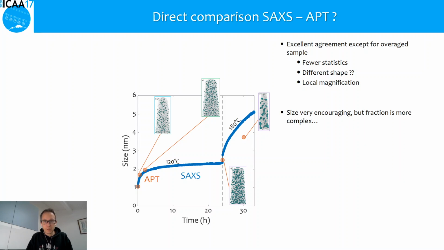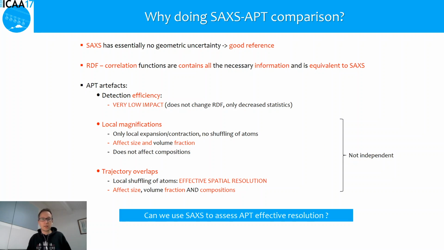Now, this led us to think that we may have a good way to assess the spatial resolution of Atom Probe, because SAXS essentially has no geometric uncertainty. That's a very interesting point, because it will enable us to have a standard, a reference. This is one of the reasons why we never had the chance to measure, in real useful cases, the spatial resolution of Atom Probe: we never had a good reference. But actually SAXS can do this.